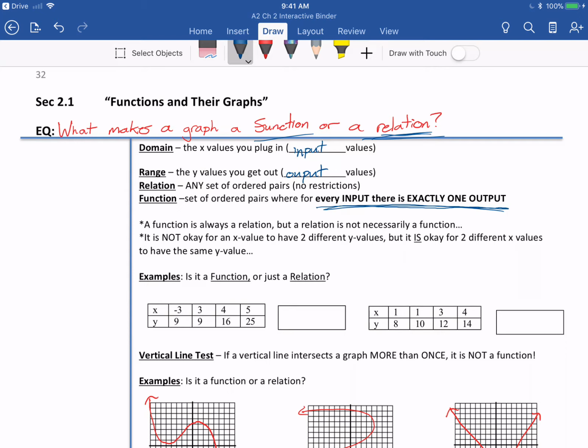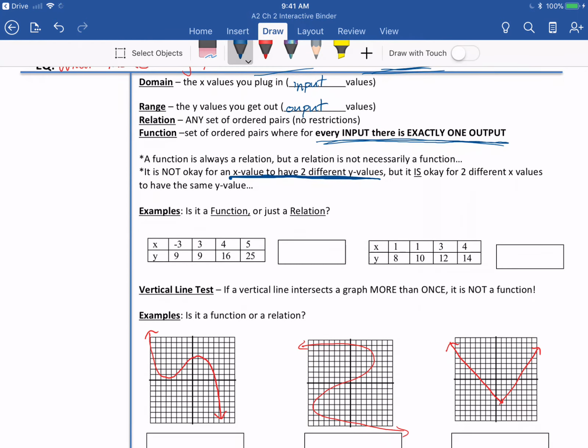It is not okay for an x value to have two different y values, but it is okay for two different x values to have the same y value. We're going to look into this a little bit to see how this works. Let's look at a bunch of different examples here. Is this one a function or a relation?